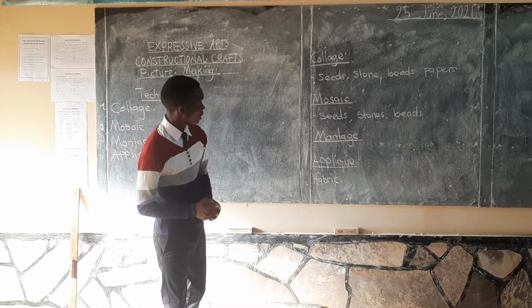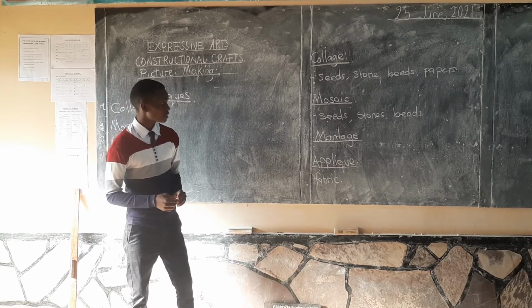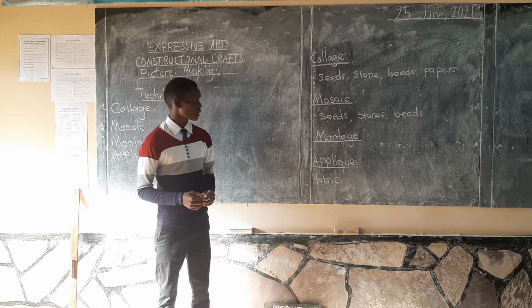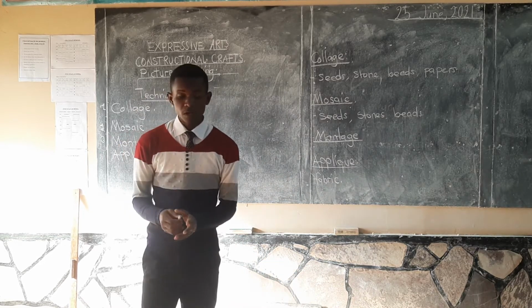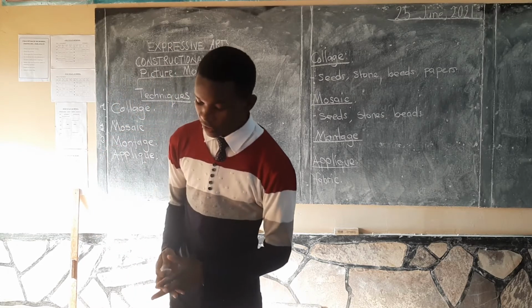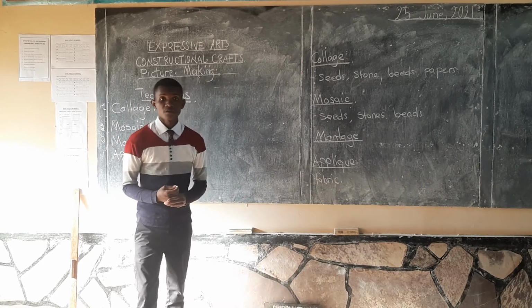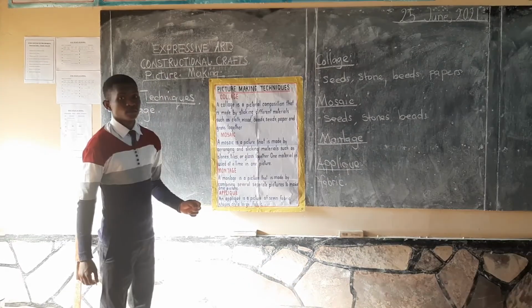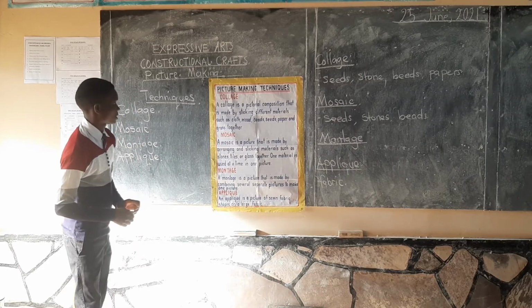So one, the collage. We've talked about the mosaic. We've also talked about the montage. We've also talked about the applique. And at this point, I want us to discuss now using the charts so that we can go through what we've discussed and even discuss more. Okay, so this is what we are talking about.